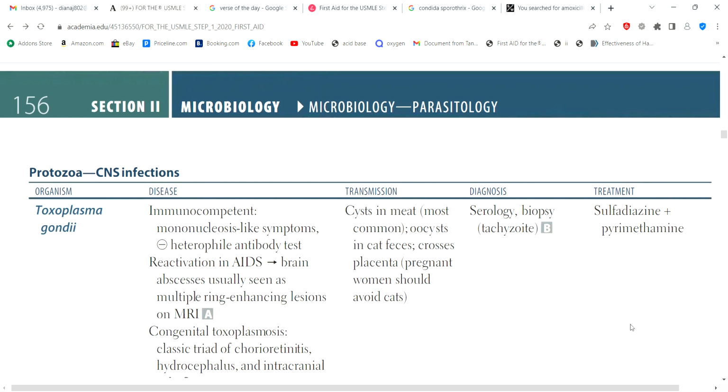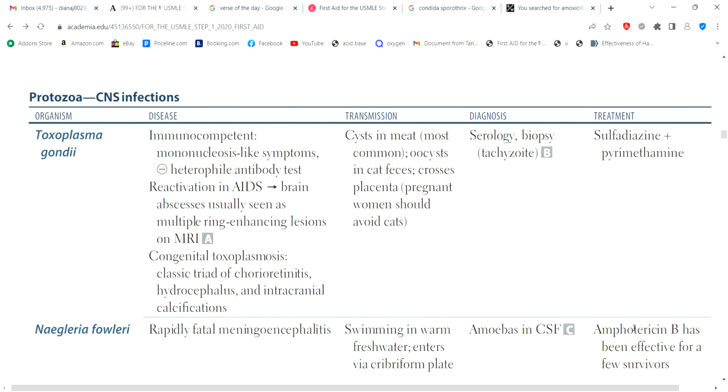Now we're going to go on to protozoa CNS infections. Toxoplasma gondii. It's very important. You have to remember this. Okay. Toxoplasma gondii. In an immunocompetent person, it causes mononucleosis-like symptoms, with a negative heterophile antibody test.